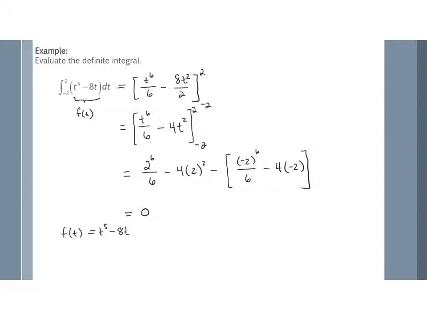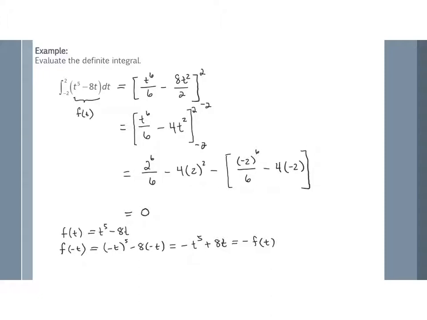Now, you also can verify this algebraically by remembering that if I substitute in negative t, then this would be negative t raised to the fifth minus 8 times negative t. And this is going to be negative t to the fifth plus 8t, which is the same thing as negative f of t. So that means that this is an odd function. That's the verification. Now, there is a graphical understanding of what's happening because this is an odd function. Remember that odd functions are symmetric about the origin.